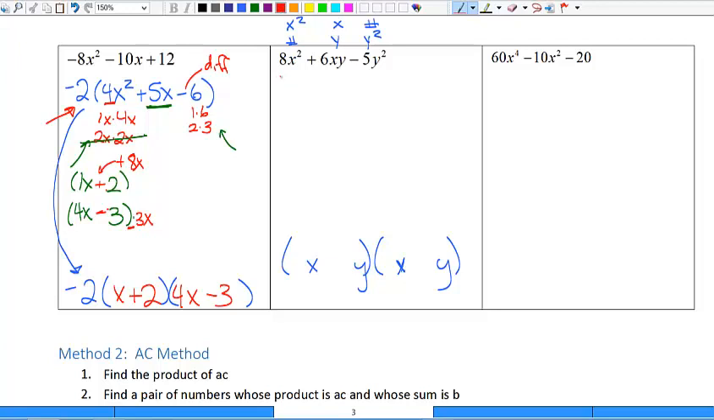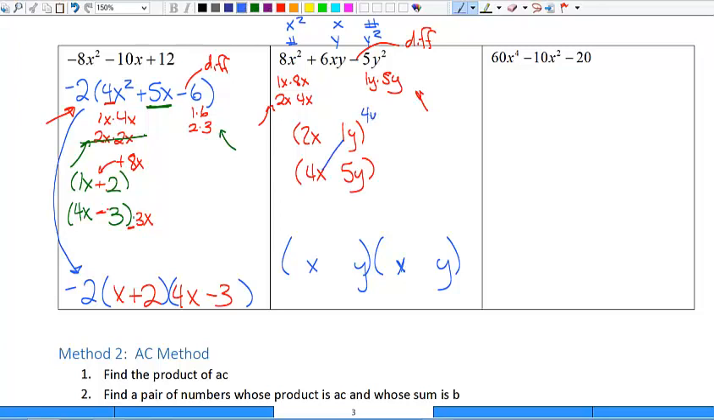So my factors of 8 are 1x and 8x, or 2x and 4x. My factors of negative 5 are, let's see, 1y times 5y, and one of those has to be positive or negative. The signs have to be different. Again, I told you to start at the bottom of your list, right? So I'm going to try 2 and 4, and then I'm going to try 1y and 5y. And then I cross multiply, I get 4xy and 10xy.